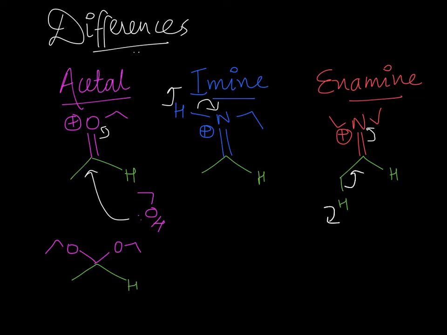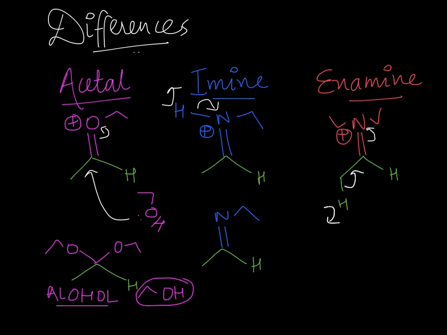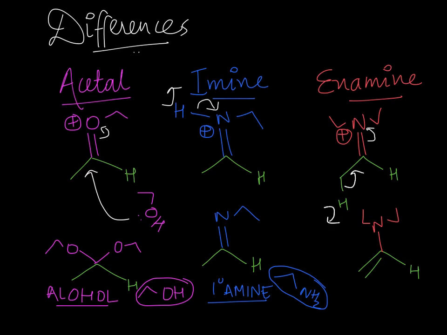And your final structure for an acetal looks like this, which is what you get when you use an alcohol. In comparison, the final structure of an imine looks like this, and you use a primary amine, which has two hydrogens, in order to make this. And finally, your enamine looks like this, and it is made using a secondary amine, which actually has only one hydrogen and two alkyl groups. And that's pretty much the gist of these kinds of reactions that involve pi electrophiles with hidden leaving groups.